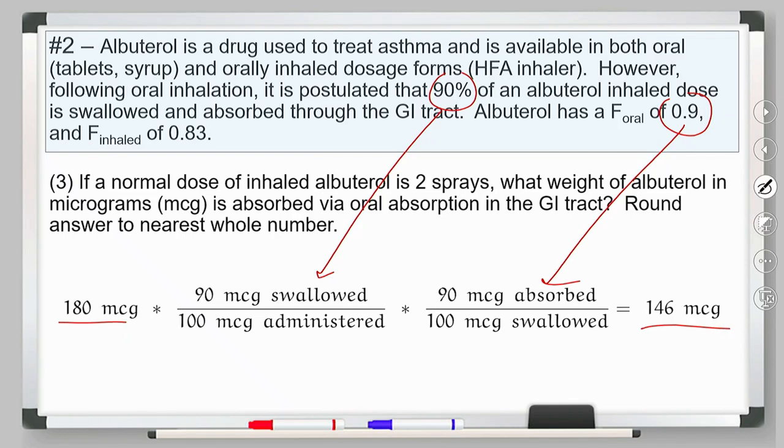That's the amount of albuterol that will hit the blood. Does it tell you when it hits the blood? No. Here in a little bit, the other thing that we're going to do in pharmacokinetics is talk about timing and how long. So again, it is going to get into the blood much more quickly through the lungs. It'd take longer for this 146 micrograms to hit the blood, but eventually that amount will.